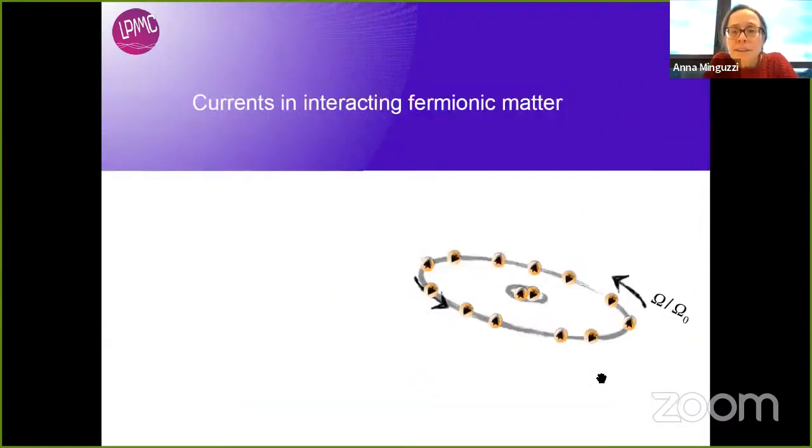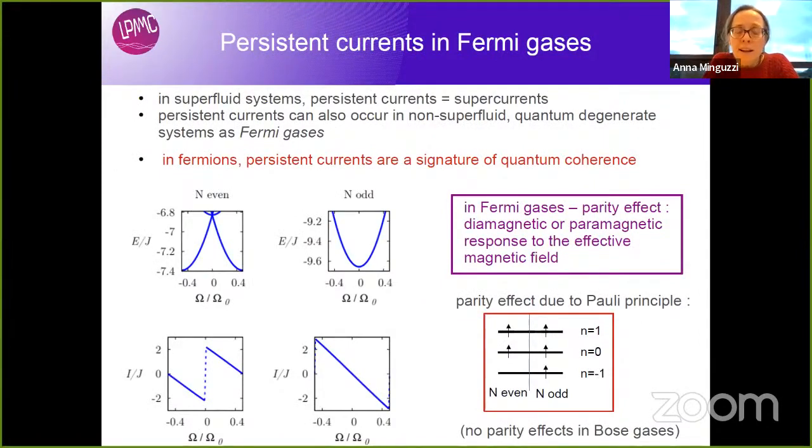And now let me turn to the case of attracting fermionic matter. So first of all, when you have Fermi gases, you may wonder whether it still makes sense to define the concept of persistent currents, because you are mostly used to supercurrents flowing in superfluids. In fact, the persistent current, let me stress, is a completely general concept and can also occur in non-superfluid systems. It is enough to have a gas that is quantum degenerate all through the ring. So in particular, it can occur also in Fermi gases.